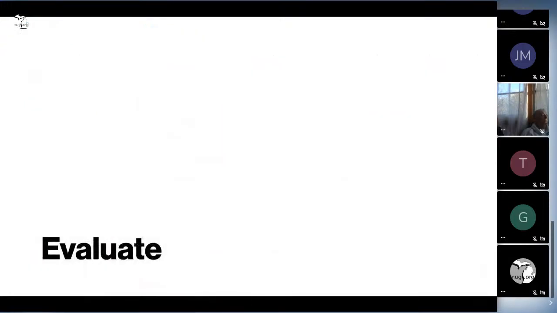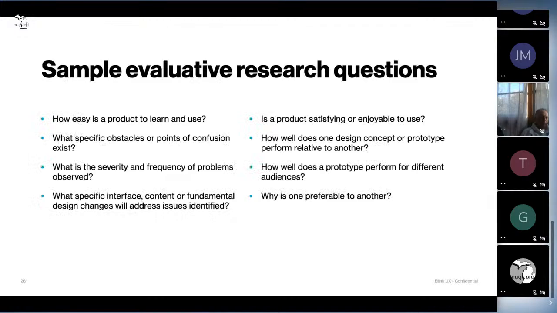Okay, if I pivot and move forward here a little bit into the evaluative research that we do. So really here, this is about after we either have something built and we want to understand the usability of it, all the way to maybe we have some concepts that we're thinking about, a couple of different directions with the interface that we might want to take.